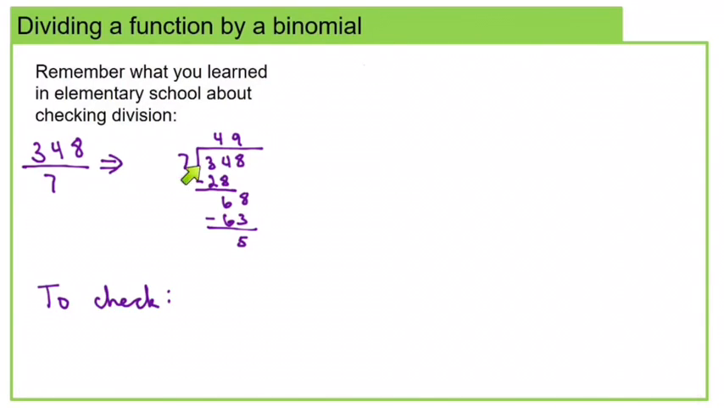And then to check, you could take your quotient and multiply it by your divisor, and then add your remainder to that, and it should add back up to the number you divided into. So let's see. Our dividend should equal our quotient times our divisor plus our remainder, and it does. 49 times 7 is 343, plus 5 gives us 348, so it works.